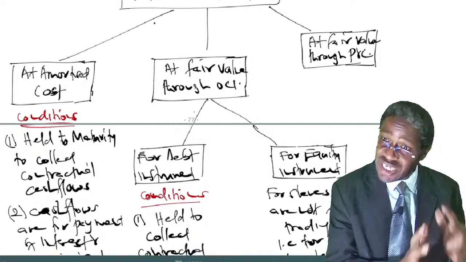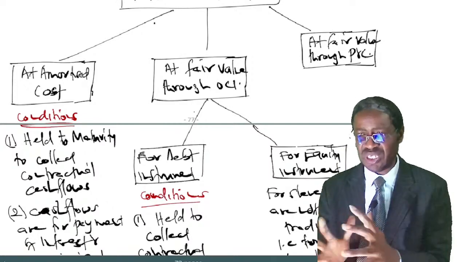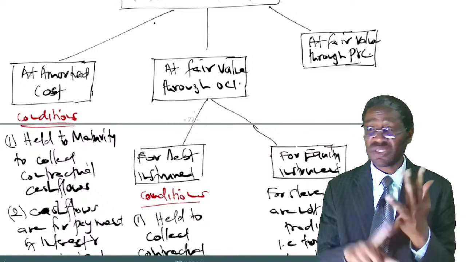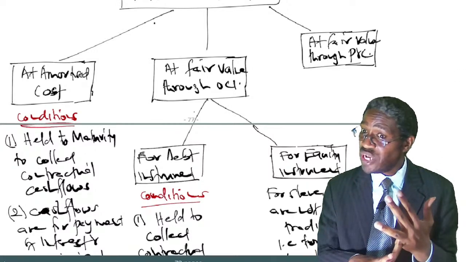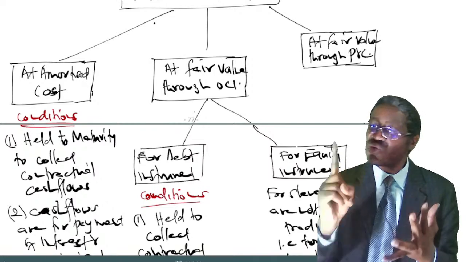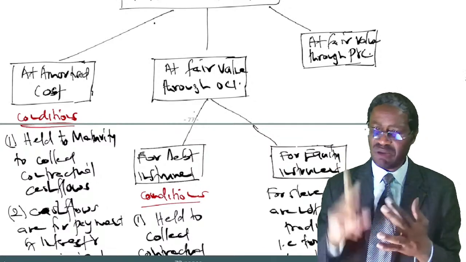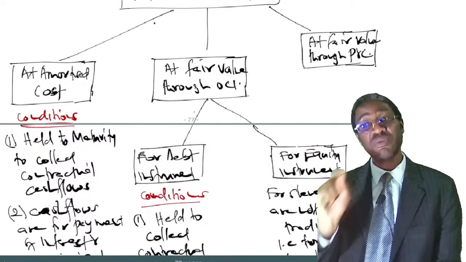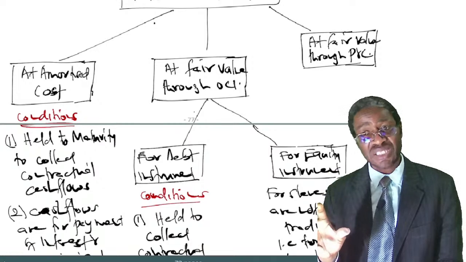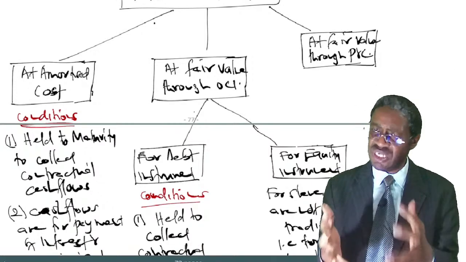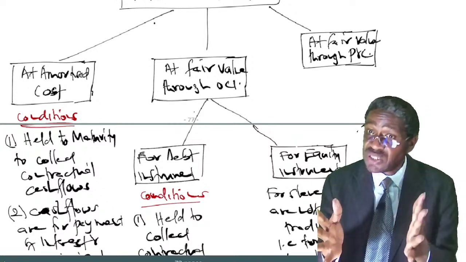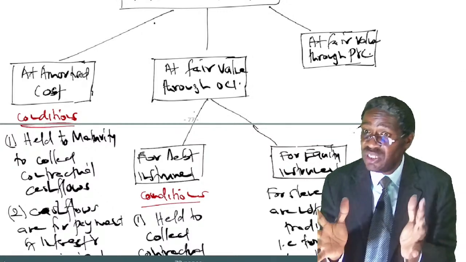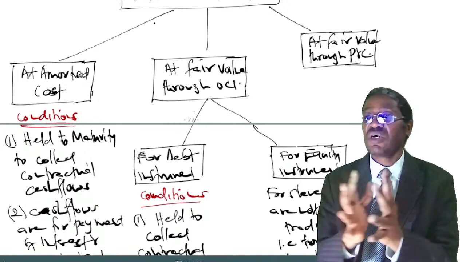It's either a debt instrument or an equity instrument. For a debt instrument, it must have the two characteristics: one, you are holding it to collect contractual cash flows and to sell before maturity; number two, those cash flows are for payment of interest and principal. Then the other subcategory is for equity instruments, meaning shares which you are buying as an investor, but they are not for trading. They are for keeping for long term.